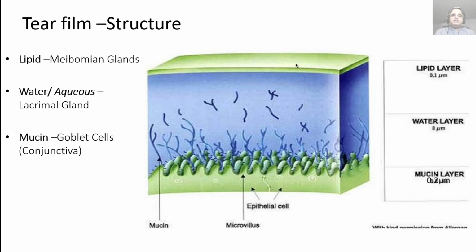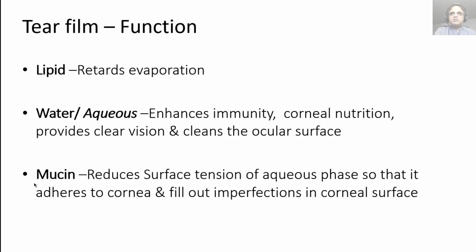The lipid layer retards evaporation. The aqueous layer provides a medium for oxygen to diffuse onto the cornea. It also provides immunological agents which prevent infection. It's also responsible for generally clearing away debris from the eye, the cleaning function. The mucin basically covers the cornea, fills its imperfections so that there is one smooth layer, and it reduces the surface tension of the aqueous phase so that it can stick onto the cornea. This is briefly the same functions that we just talked about of the various layers of the tear film.